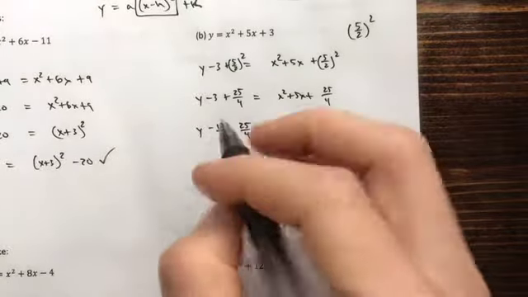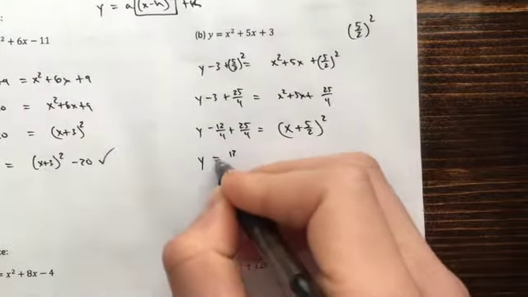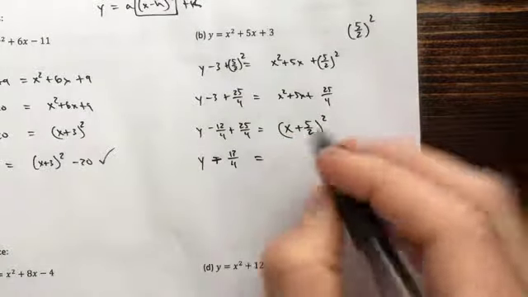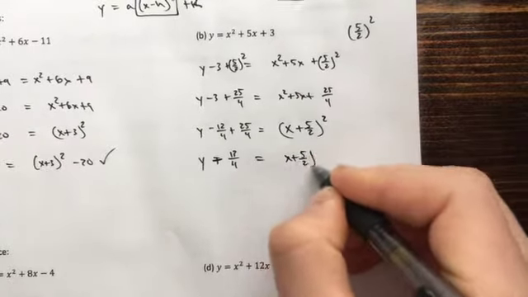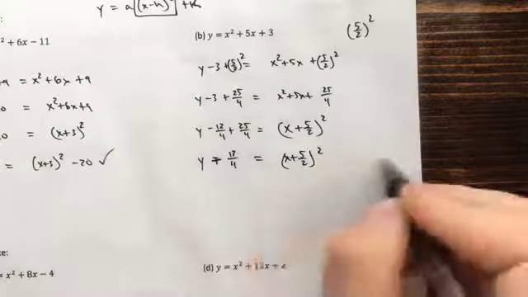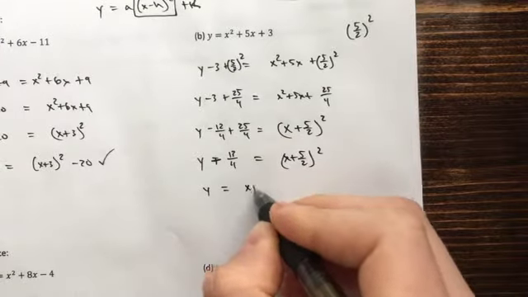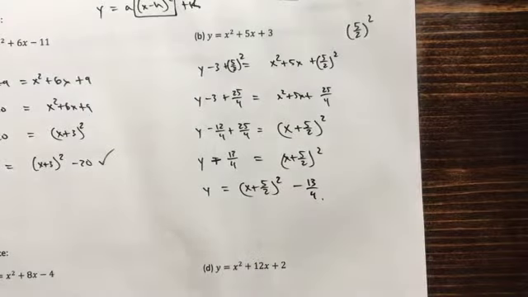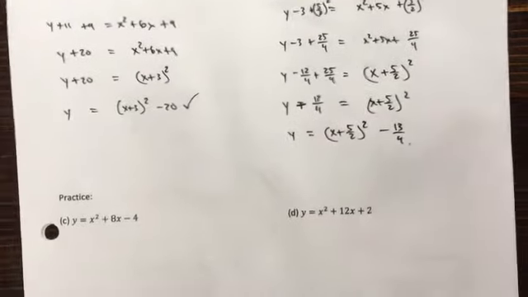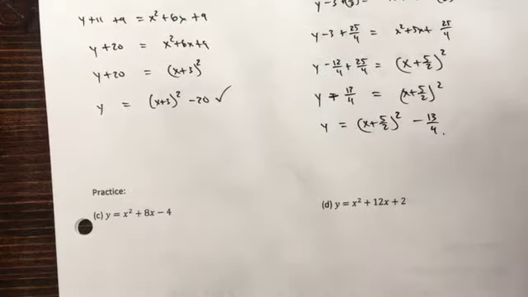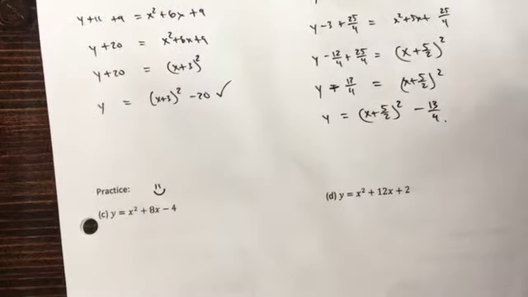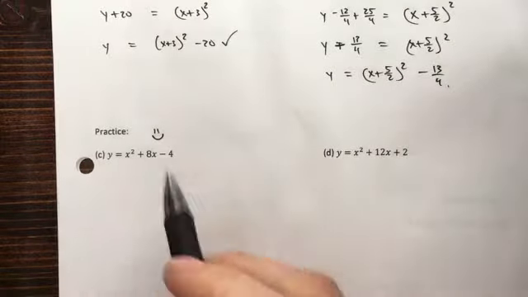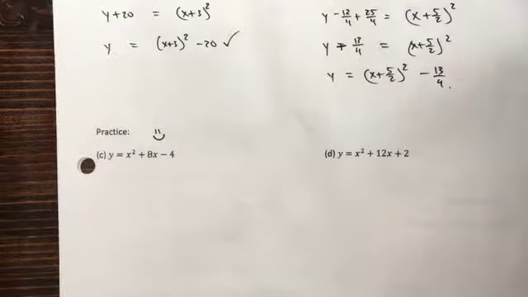5 over 2. Then we can write y plus 13 fourths, because 25 fourths minus 12 fourths is 13 fourths, equals x plus 5 halves squared. Subtract 13 fourths, and y equals x plus 5 halves squared minus 13 fourths. And now we've put that in vertex form, and we can find the vertex. So I'm going to let you do these practice problems. But basically you're going to add 4, then complete the square, and see how that goes.